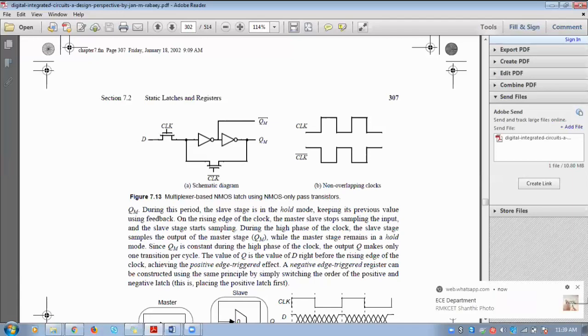In the second case, when I'm applying clock equal to 0, this transistor will be off, so it can't sample the new value. And here, clock bar equal to 1 when clock equal to 0, this transistor will be in on condition. So a loop will be generated based on this cross coupled inverter. So it is going to store the previous value inside this loop. So this is the holding output. So you can conclude that it is a positive latch.